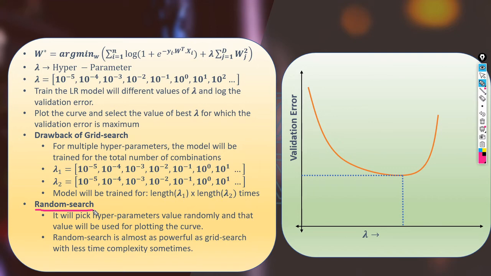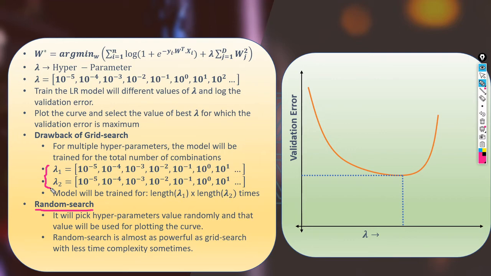Now, how does it work? Considering this example, you have two hyperparameters, lambda 1 and lambda 2. So how many combinations will be available? 100 by 100 combinations will be available. Now, random search won't go sequentially. It won't check all the values like grid search. It will only take random combination values of L1 and L2.